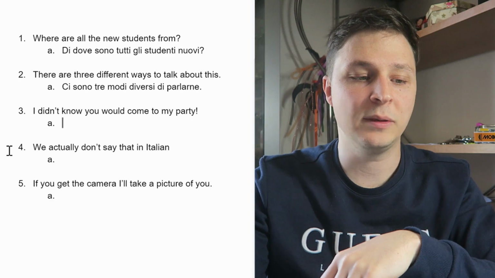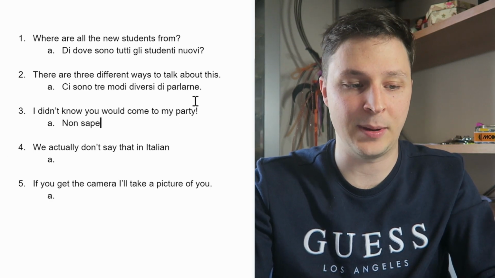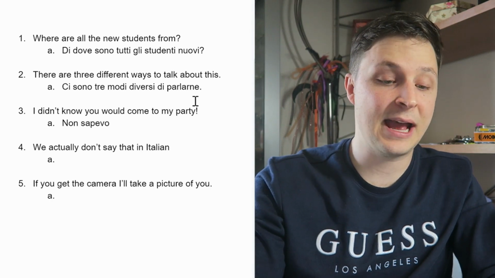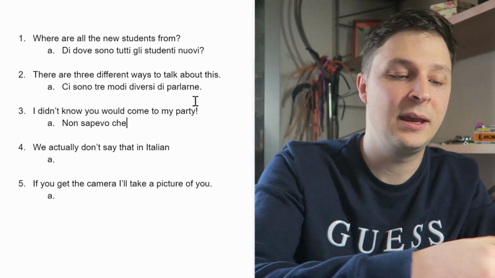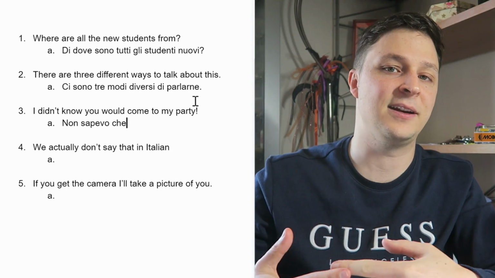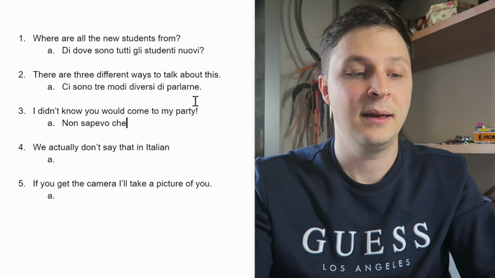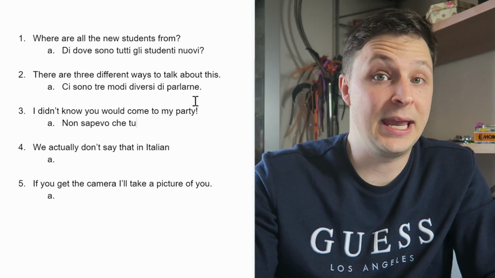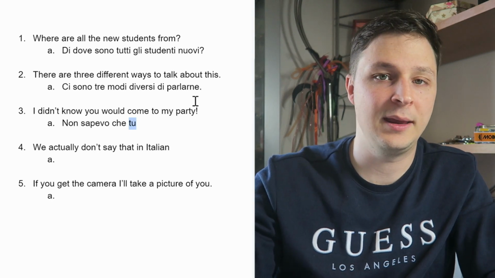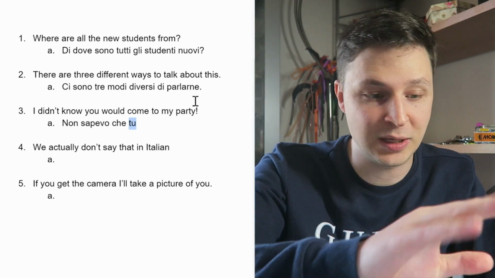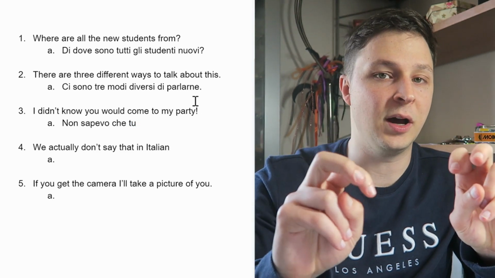Okay. So let's just start with the first clause. I didn't know. So that's non sapevo. Now after that clause, we want che, like that. I didn't know that. In English, it's not necessary to put that, but in Italian it is. Non sapevo che. And now we could add tu. In this case, tu is not necessary, but we'll put it anyway. In English, it is necessary, you, but you don't need it in Italian. So now how would you say you would come?